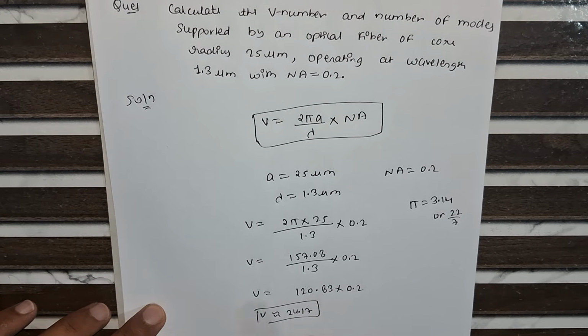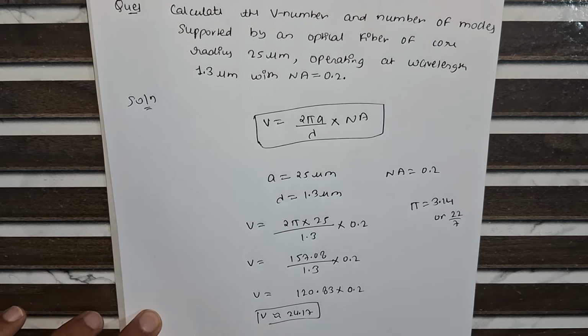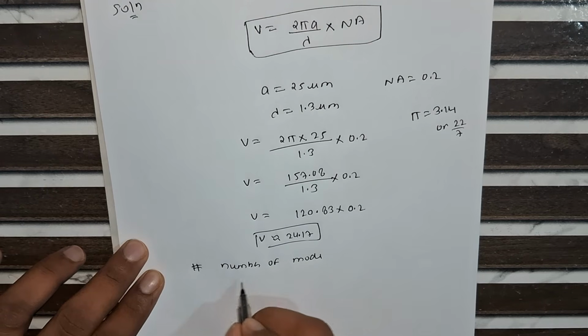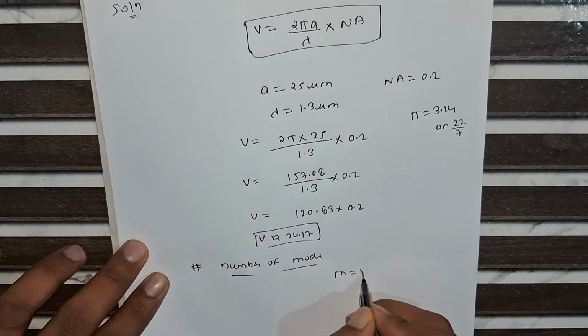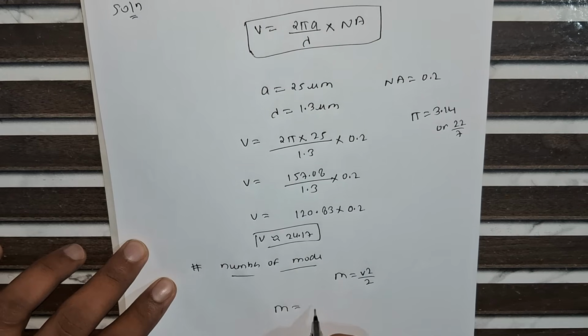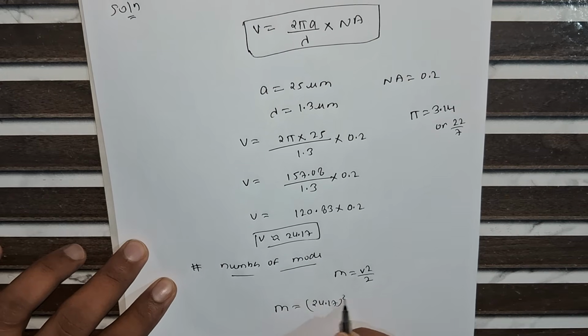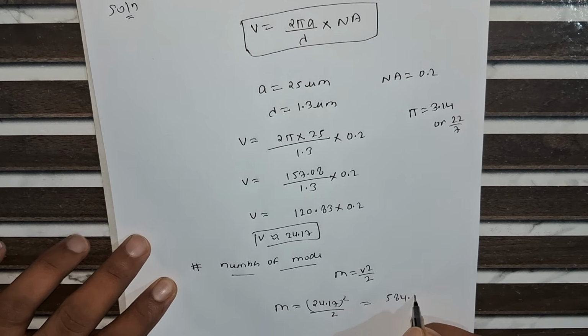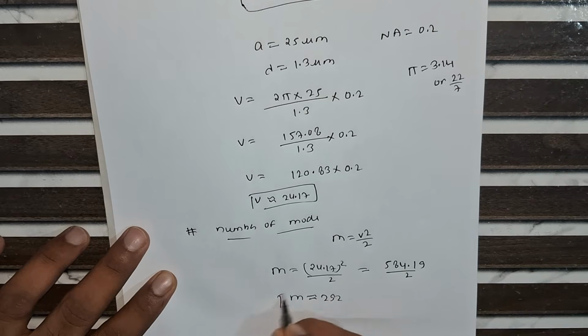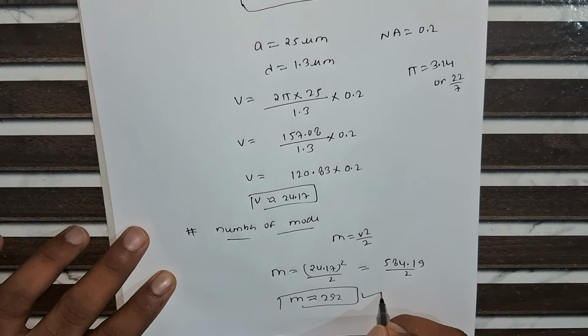Now we have to find the number of modes. So here we are calculating the number of modes. What is the formula to calculate it? M equals V square by 2, where V is the V number which we already calculated, which is 24.17. So M equals 24.17 whole square divided by 2. When you solve it, you will get 584.19 divided by 2. So M is nearly equal to 292. So this is nothing but our number of modes.